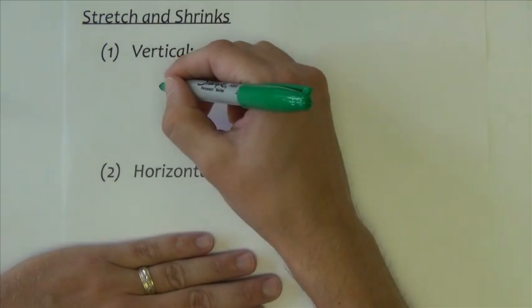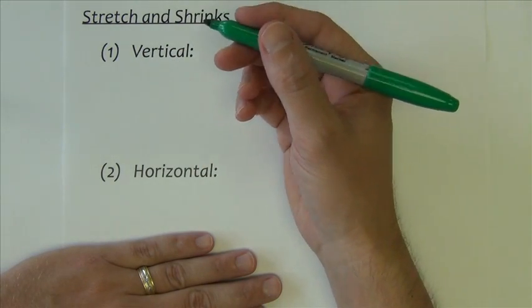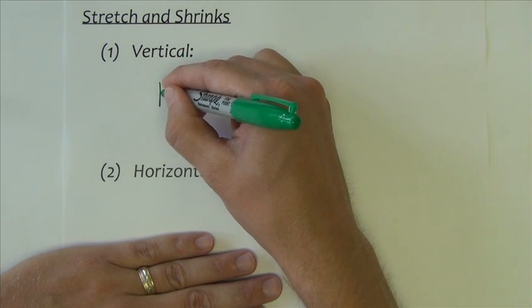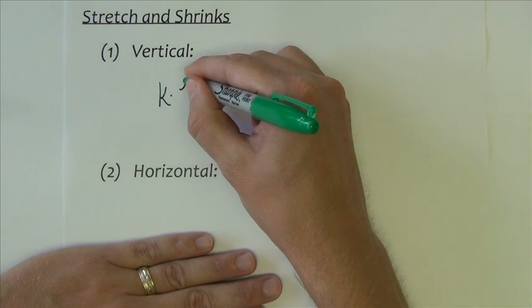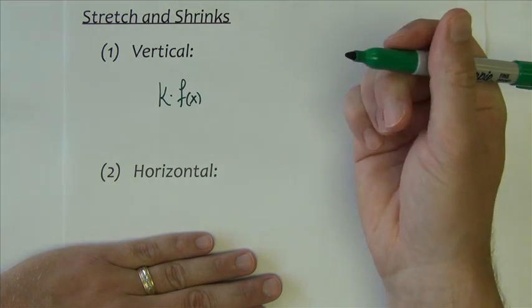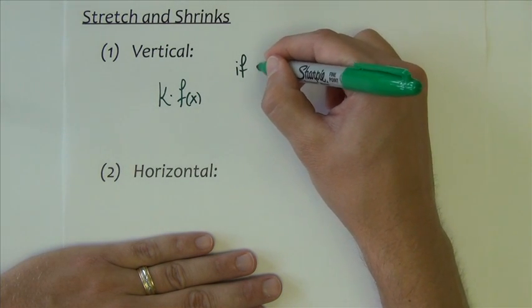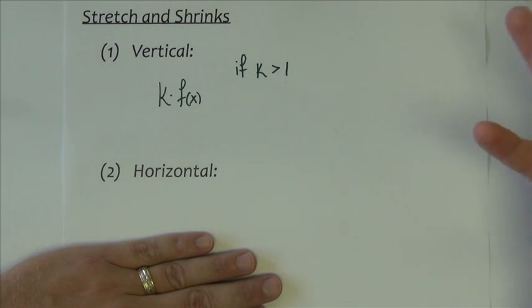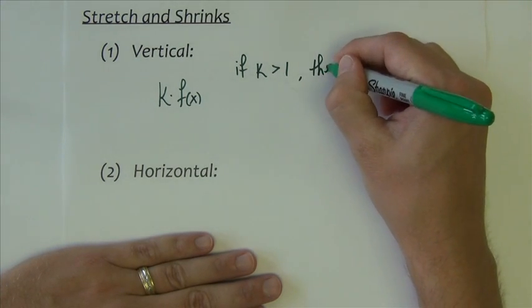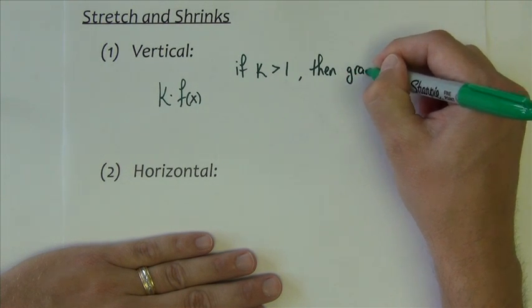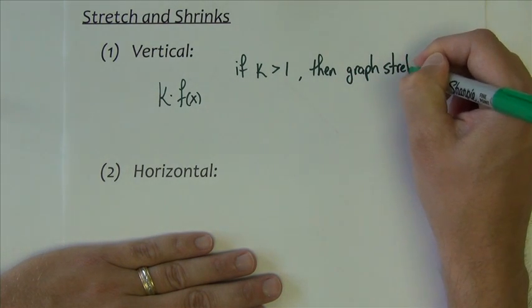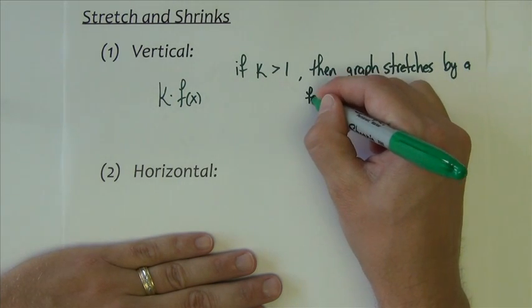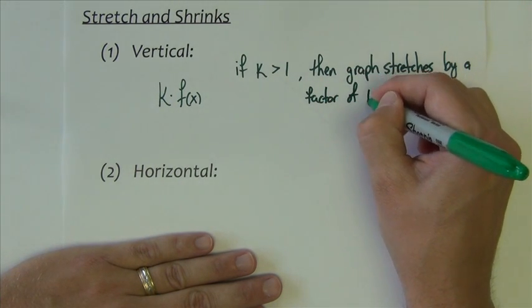Vertically looks like this. I'm going to use the letter K to represent a real number, and then my f of x again. For vertical, we'd see K times f of x. If K is bigger than 1, so like 2, 3, 4, 5, etc., then the graph stretches, I'll say, by a factor of K.